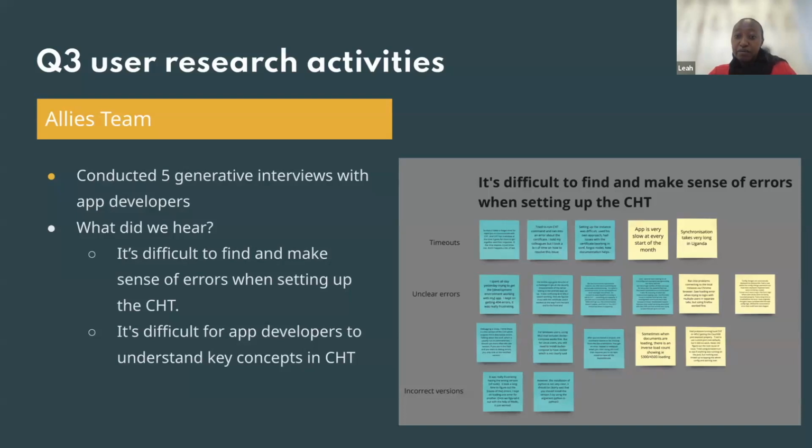We had some of the things that we have, that the app is very slow at every start of the month. So we had issues to do with timeouts. Then we also had issues to do with data synchronization, which was somehow related to what we had when we talked to the CHWs.